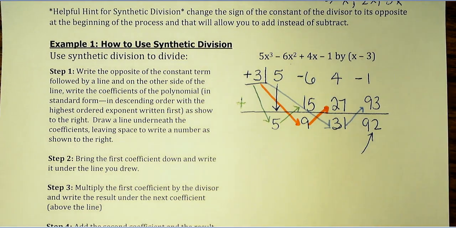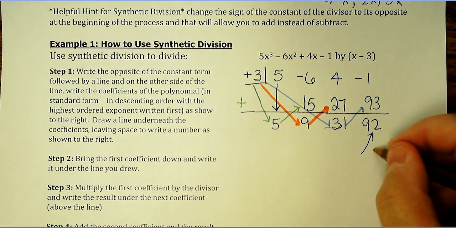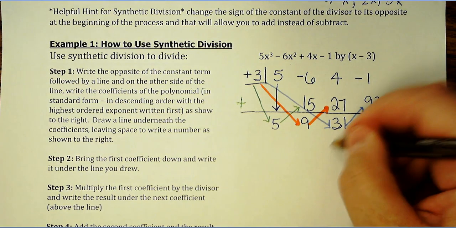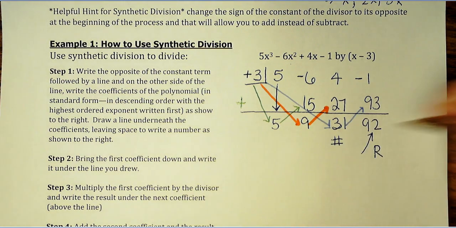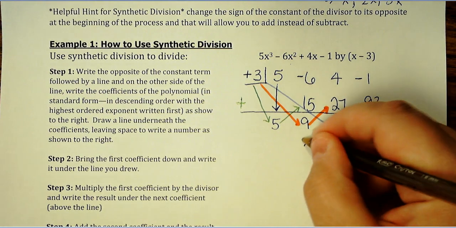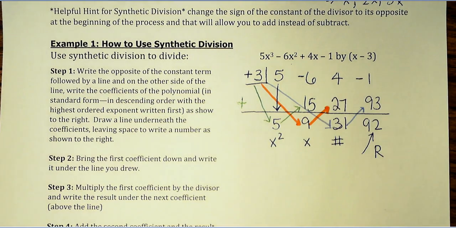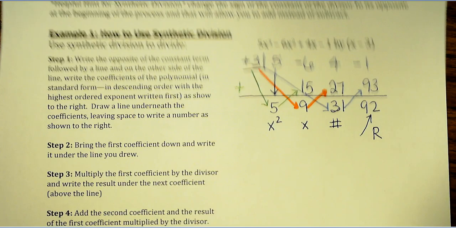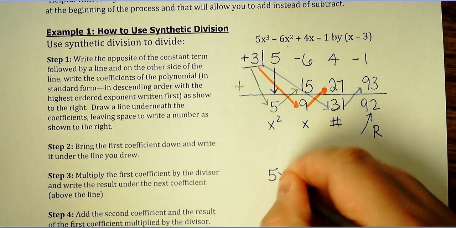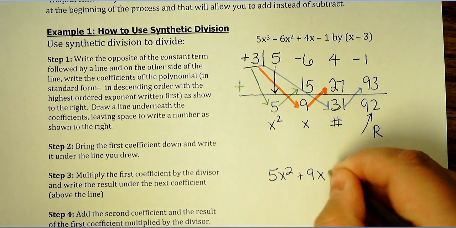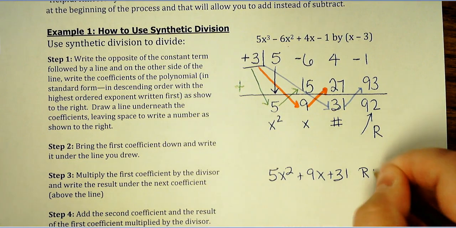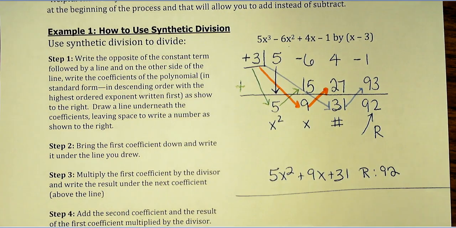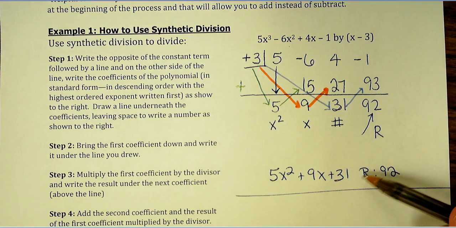This term, whatever it is, the very last thing, is your remainder. This is your plain number, or your constant, and then we have x, and then you start adding powers of x. So my answer here would be 5x squared plus 9x plus 31 with a remainder of 92. Now, you don't have to write this down. This is what I'm looking for as my answer.